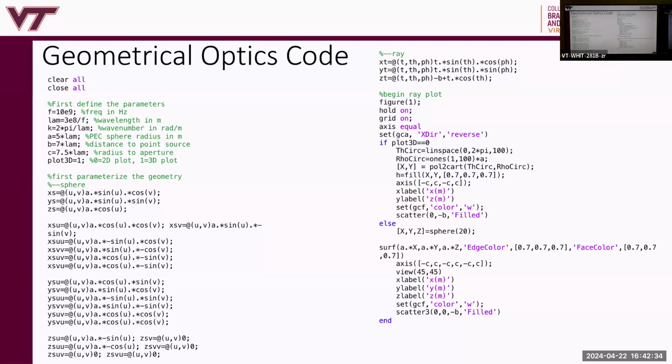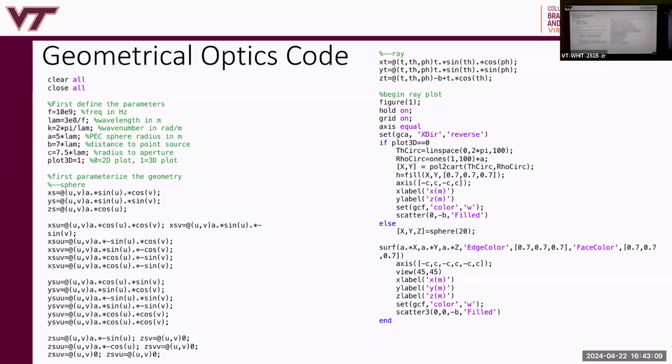Now, let's begin the ray plot. This is nothing but initializing the ray plot. So we have figure, hold, grid, axis equal. Don't worry about the GCA or the reversal of the x-axis. So the 2D plot is here. In a 2D plot, you basically draw a circle first, and then you set the axes and all this. There are no rays yet. I'm just setting up the plot with the circle and the point source.